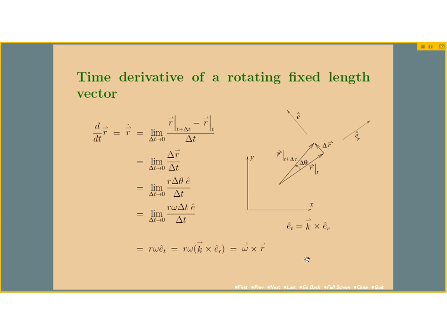And this is a very, very important conclusion. If we have a vector, it doesn't matter what vector it is, any vector that is rotating, we can calculate its time derivative by simply taking the cross product of the angular velocity vector of the rotation with the vector itself.